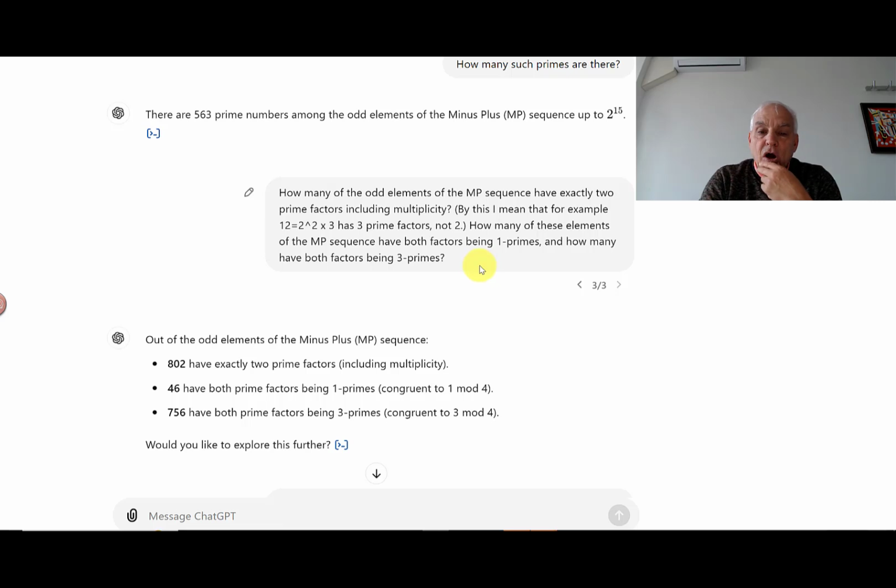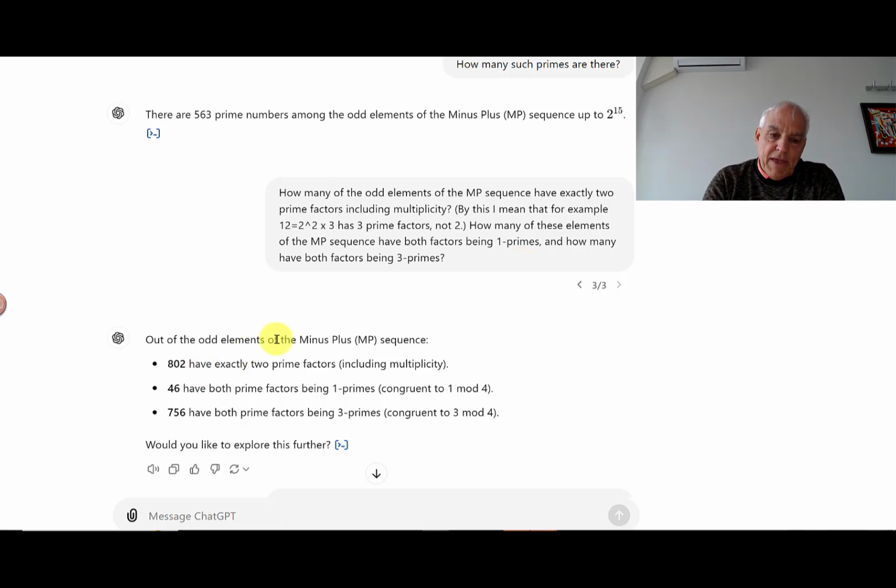So I'm asking, of the odd elements which have exactly 2 prime factors, how many have both factors being 1 primes, and how many have both factors being 3 primes? Because we know that all the odd elements of the sequence are 1 numbers, that is, they're congruent to 1 mod 4. So if they're a product of 2 things, the possibilities are 1 times 1 mod 4, or 3 times 3 mod 4, which is 9, which is also 1. But 1 times 3 is not going to work because that's going to be congruent to 3 mod 4. So I want to know what's happening here.